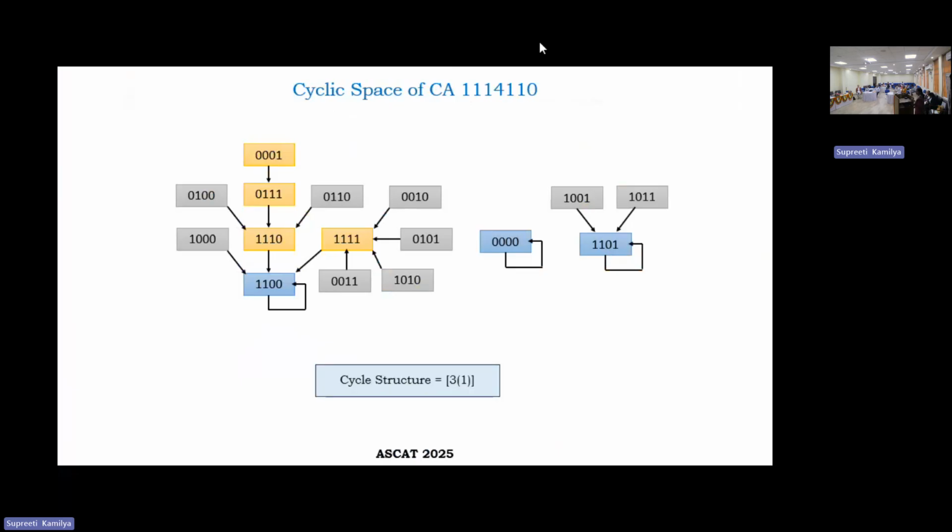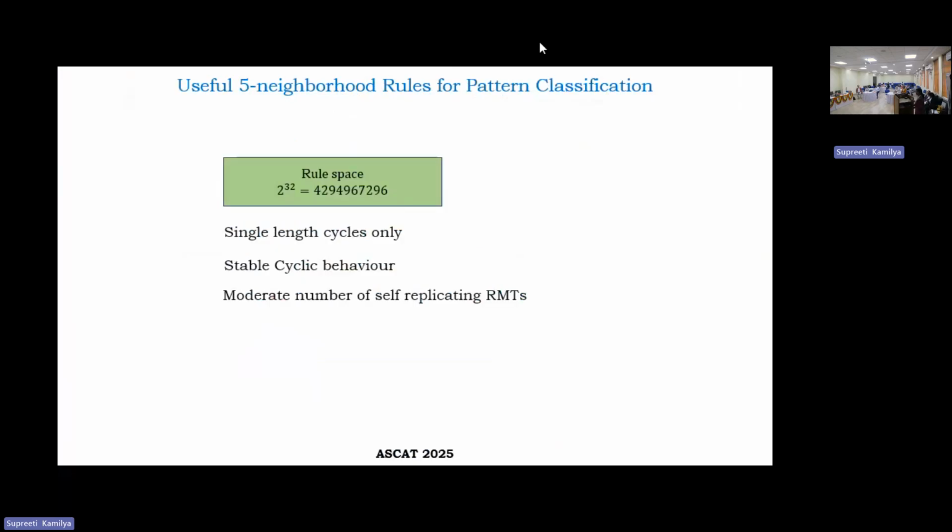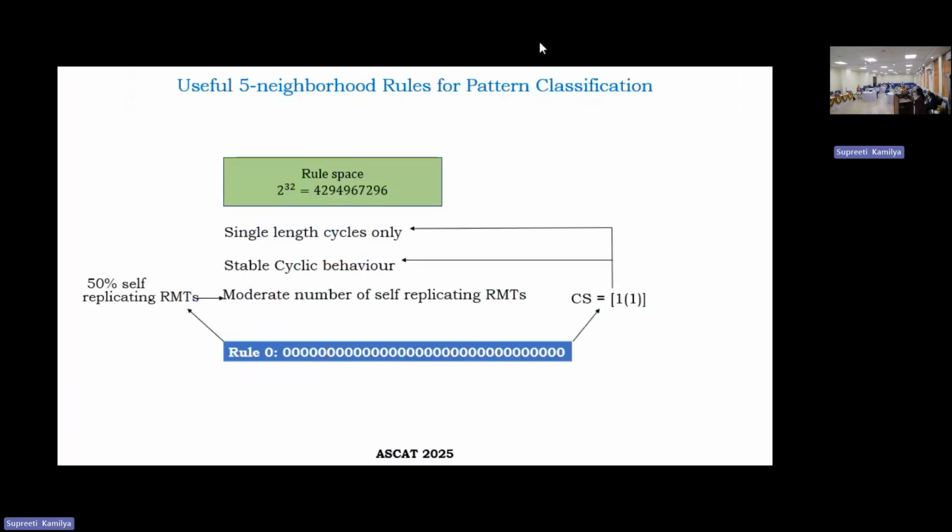Next, I want to mention the cycle structure. Cycle structure is the representation of cycles based on the cycle length. Here, C1 means the number of cycles, C, where the length of the cycle is 1. So these three things we are keeping in mind: single length cycles, stable cyclic behavior, and a moderate number of self-replicating RMTs. If we start with a very simple architecture, all-zero rules, all these things are satisfied.